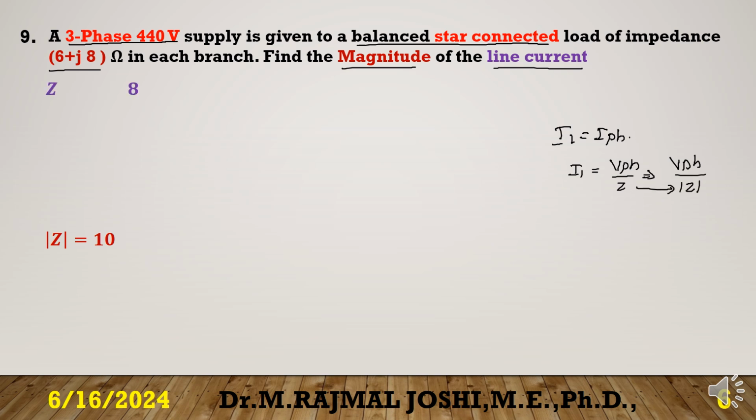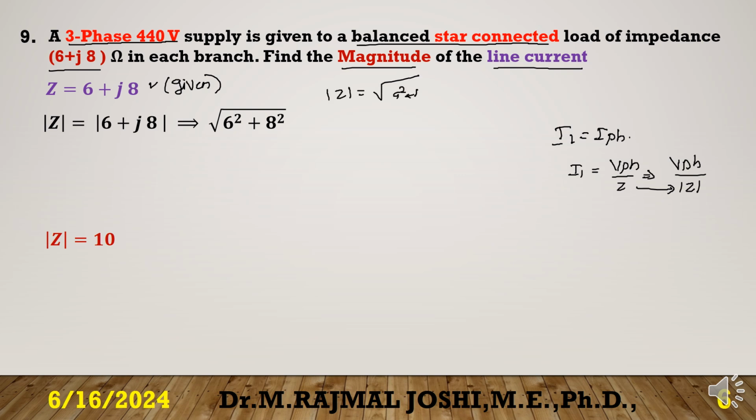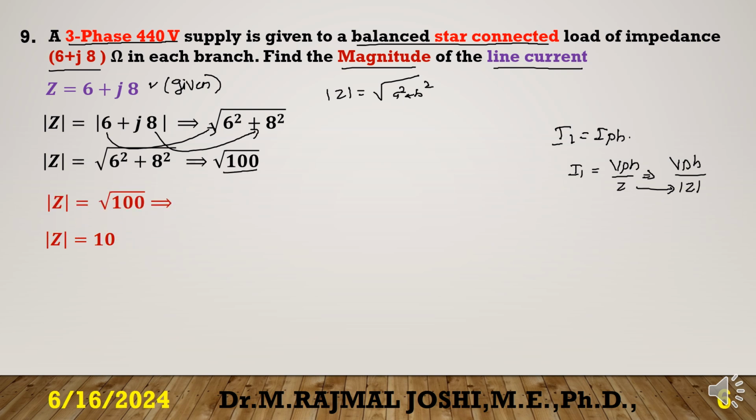Let us see how to find the magnitude of this Z. Z is equal to 6 plus j8, which is given in the problem. We need to find the magnitude of Z. So it is the square root of a square plus b square, so 6 square plus 8 square, which is 100. Taking the square root of this, Z is equal to 10.